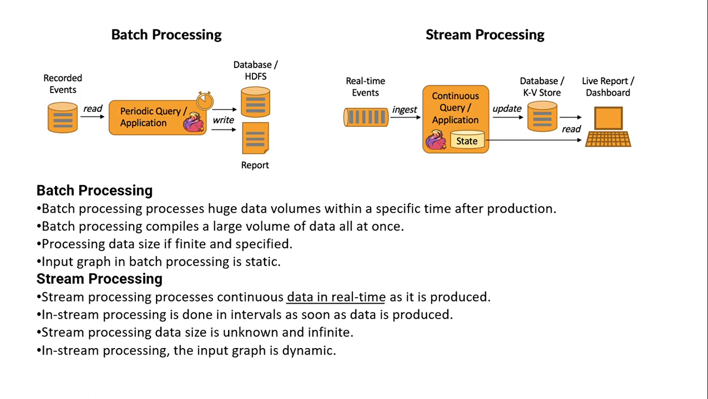Whereas stream processing processes continuous data in real time as it is produced. In stream processing, it is done in intervals as soon as the data is produced. Stream processing data size is unknown and infinite. In stream processing, the input graph is dynamic.